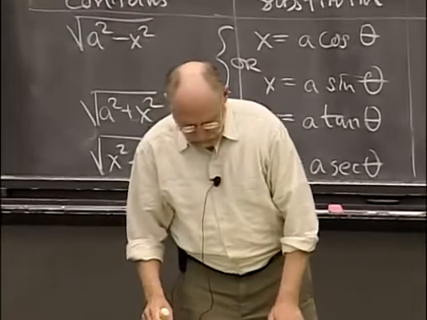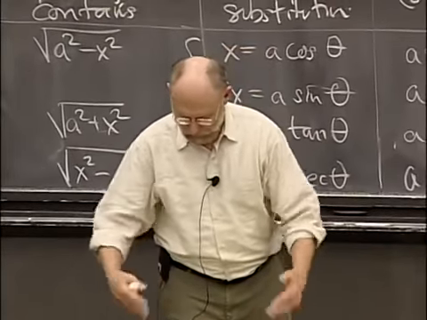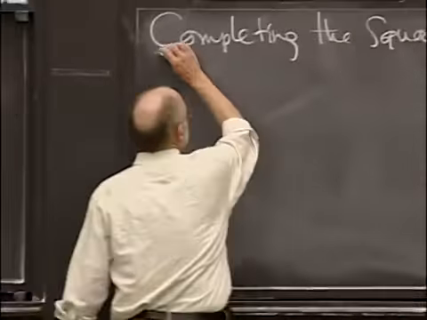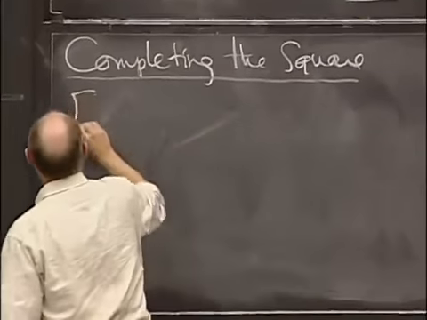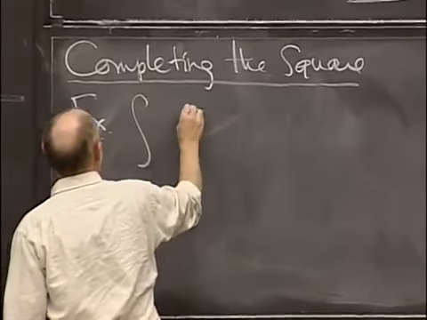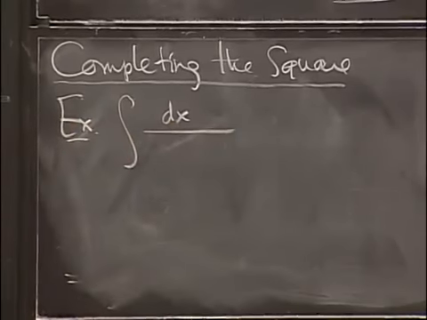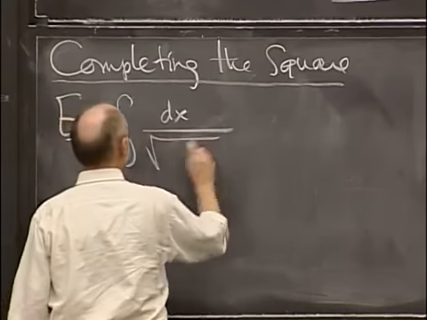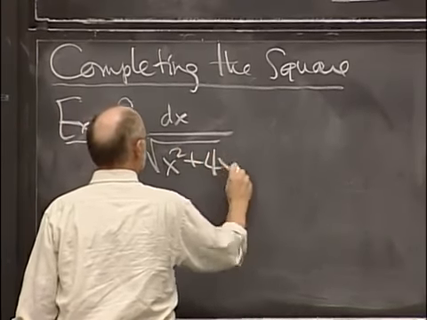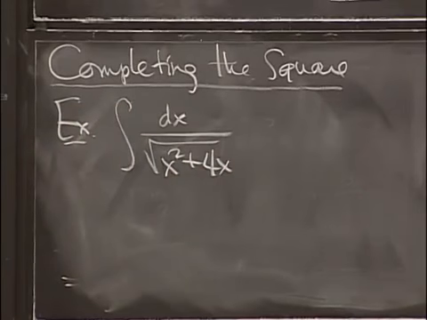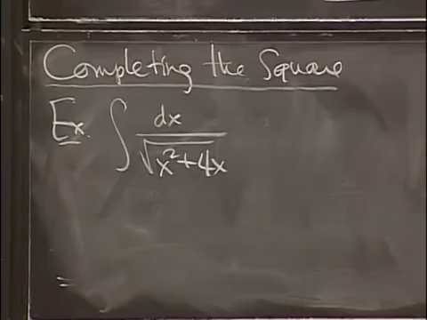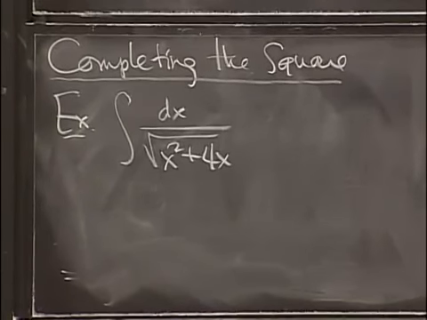I don't actually have time to show you an example of how this comes out in a practical example, but it does happen quite frequently. And so I want to show you how to deal with things like the following example. Let's try to integrate dx over x squared plus 4x, the square root of x squared plus 4x. So there's a square root of some quadratic. It's very much like this business, but it isn't of any of these forms.